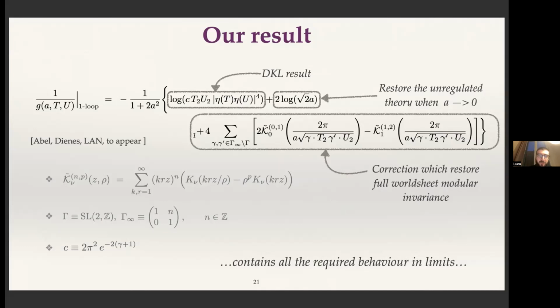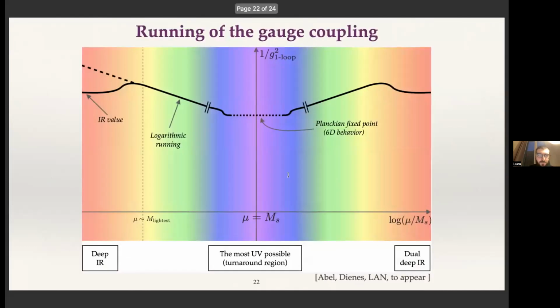So this is a bit of a mess, but it contains all the required behavior in limits. And if one can approximate for some energy scale in A and glue all these pieces together, we get something like this plot. This is the running of the gauge coupling. So this is 1 over g squared. Actually, it's not g squared, it's the inverse.